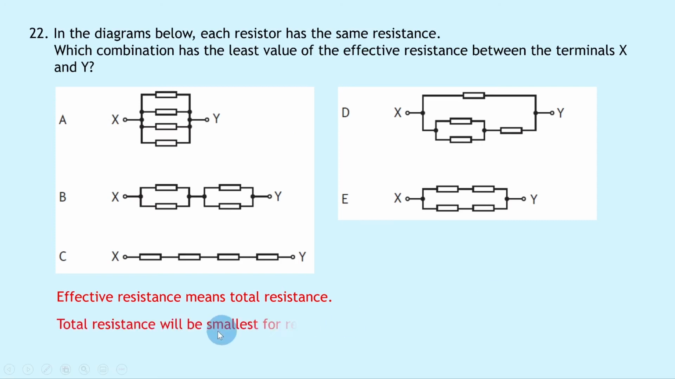However, you should be aware that total resistance will be the smallest for resistors in parallel, and the opposite is also the case, so the total resistance will be the largest for resistors in series. So C, for example, will give the largest possible resistance, whereas A is going to be the correct answer for us because that gives the smallest possible resistance.